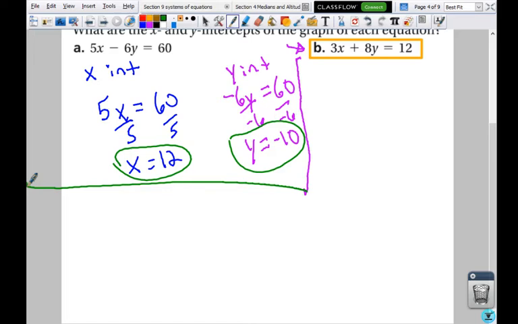All right, so we're going to go over these first ones, and Lily, find one of the intercepts. You get to pick, either the x or the y.